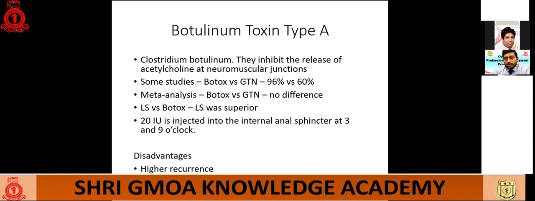Then a bit about botulinum injections. There are several studies. They have compared Botox with GTN, and they say that GTN is more effective. This study says that Botox is more effective compared to GTN. Usually Botox 20 international units is injected at the 3 o'clock and 9 o'clock positions, which causes internal sphincter relaxation, and this leads to healing of the fissure. But the disadvantage is that it has a high recurrence rate, and sometimes it can cause incontinence, mainly for flatus.